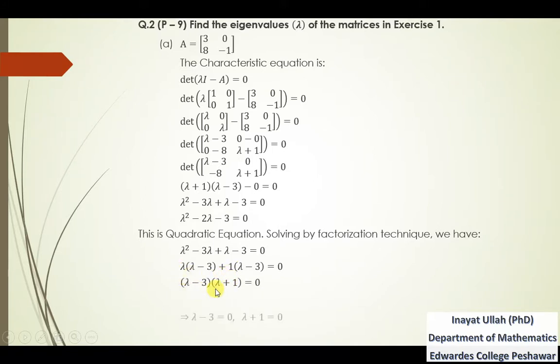and it means that either lambda minus 3 is 0 or lambda plus 1 is 0. So from these two equations we obtained lambda is equal to 3 and lambda is equal to minus 1. So the eigenvalues are lambda is equal to minus 1 and 3. So that is the criteria to find the eigenvalues of a square matrix.